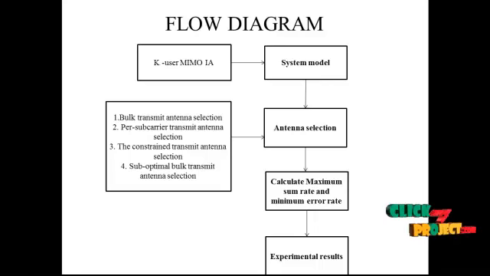So next we have to calculate the maximum sum rate and minimum error rate, as it is going to send the information. We are going to calculate the maximum sum rate, it means our efficiency, and how much error will occur, it means the BER, to calculate our bit error rate performance. Then finally we are going to calculate our experimental result, which antenna selection gives the best performance for our process. It is applicable for all wireless sensor networks.